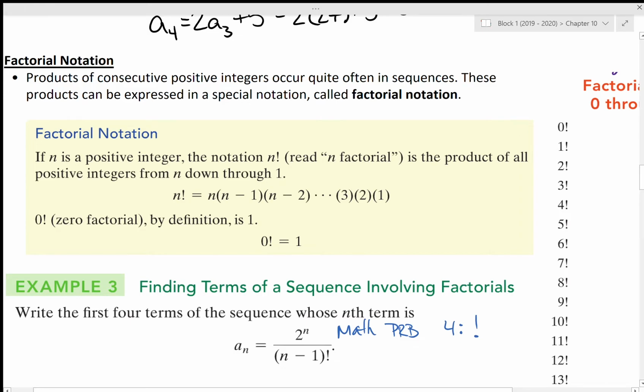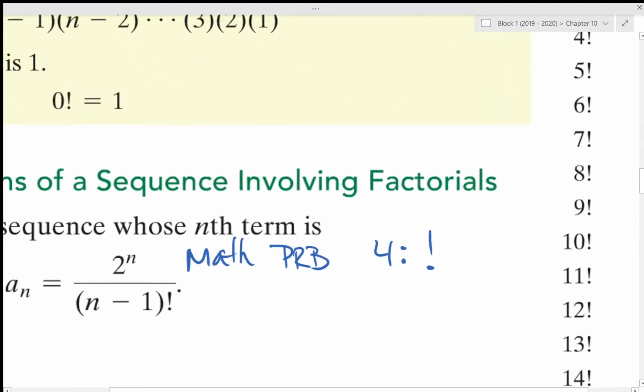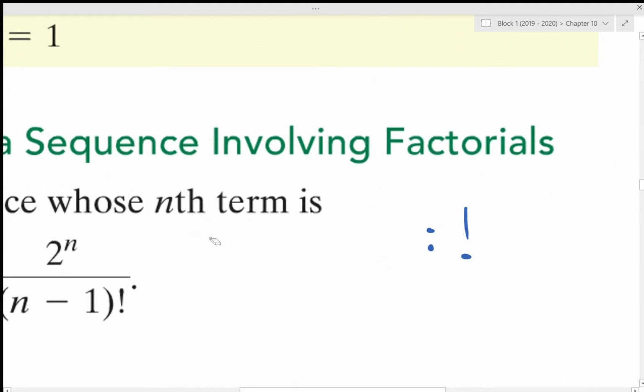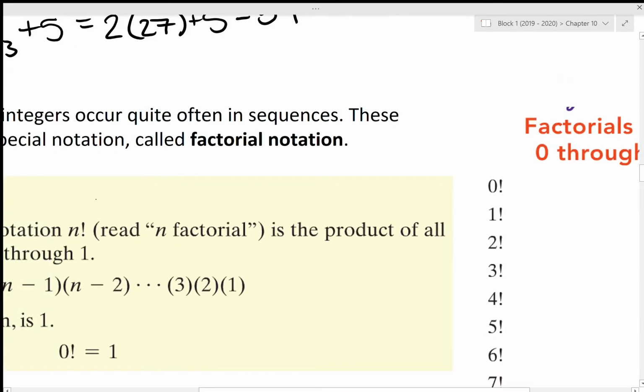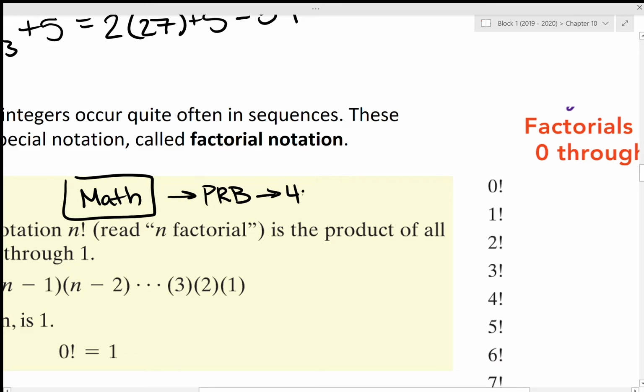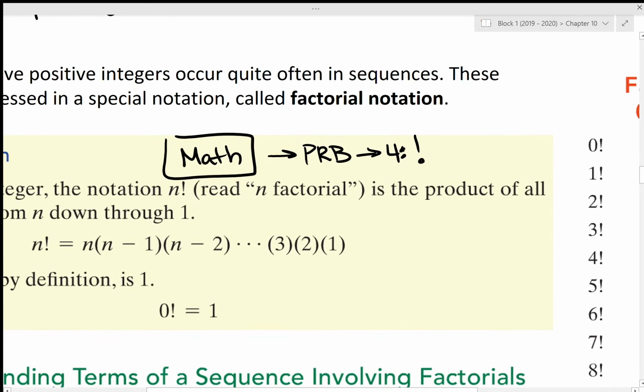Now, factorial notation, if you want to do this in your calculator, let me write this a little bit up here. If you press the math button, and then you scroll on over till you're highlighting PRB for probability, you will see the fourth option is the factorial. I believe it's option number 4. It might be option number 3 or something like that. But that's it. All right, once you see the exclamation point.